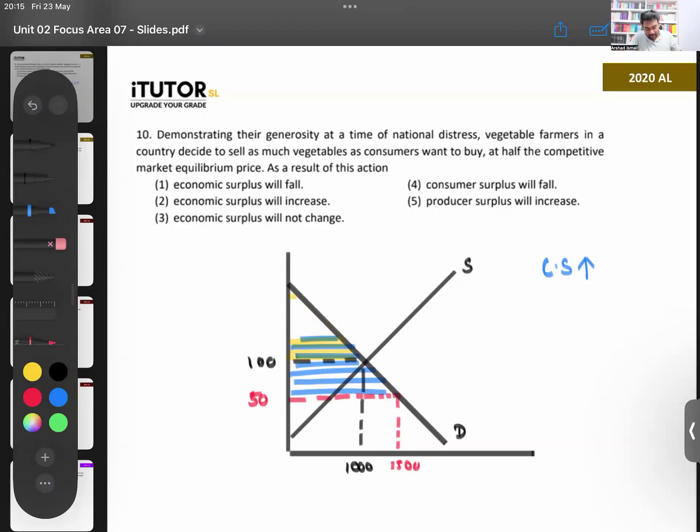Now we'll try to analyze, Lamai, the producer surplus. That is where it becomes interesting. Now, producer surplus, before all of this, producer surplus is this green color area. Producer is getting 100 rupees. They are selling 1000 units. So producer surplus was the green color area. Now, how much is the producer surplus now? Is the producer surplus this small red color area? Is it this? If it is this, you can say producer surplus decreased. It is not this small red color area.